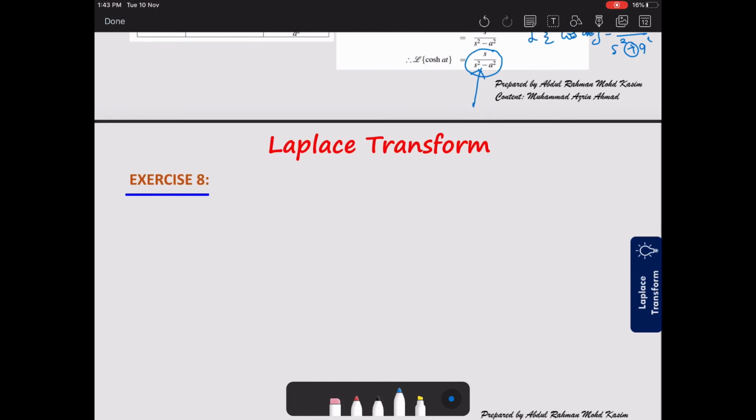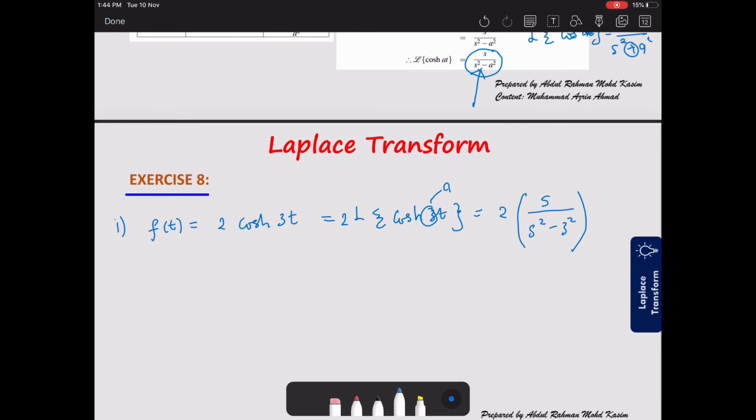Okay, let's go to the exercise. Let's say you have your function f(t) equal to 2 cos hyperbolic 3t. You take the Laplace for this function. Remember 2 here is a constant, so you will have cos hyperbolic 3t, and then determine your a. Finally you will have 2 as a constant, and we have s over s squared minus a squared, where your a here is 3. So you can create your own question.